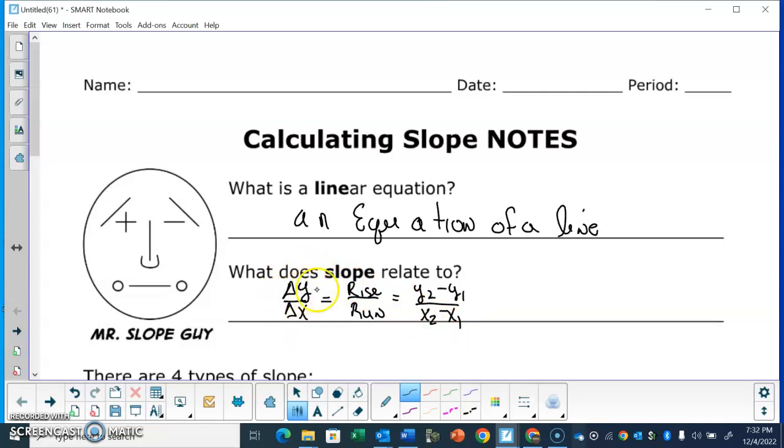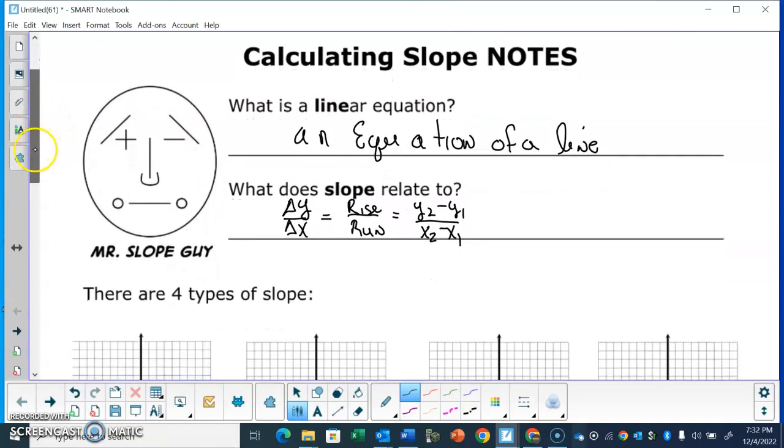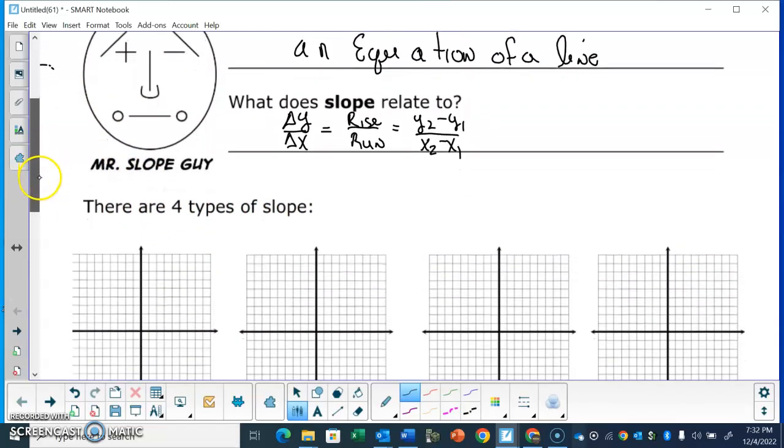What's the change in y? How many spaces are you going on y? Going up or down? How many spaces are you going on the x? Going left or right, right? So we can just keep it that way. Let's check out Slopey guy here, my friend Slopey. So this kind of talks about the different types of slopes, right? So that's what we're going to look at right here, the four types of slopes. So Slopey guy kind of gives it to us here.